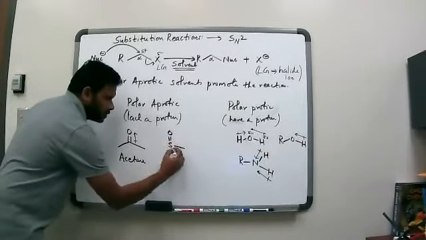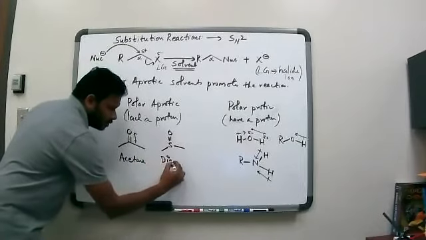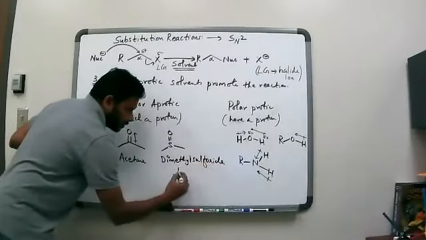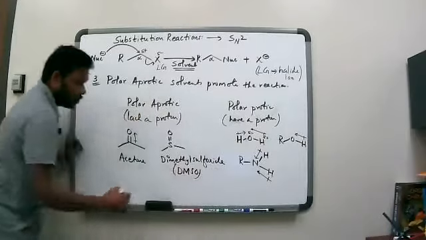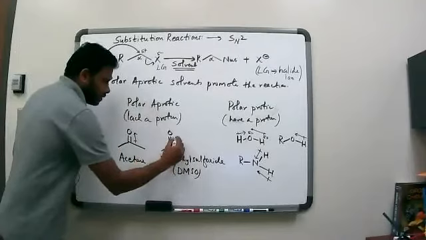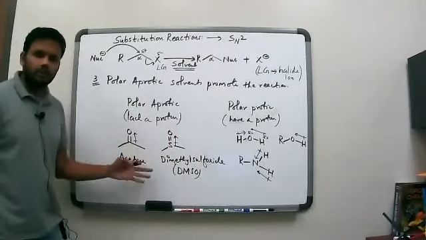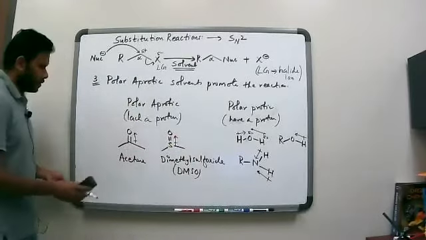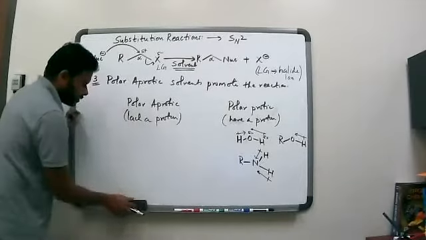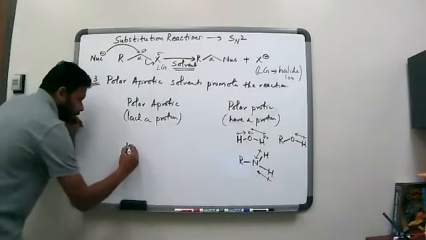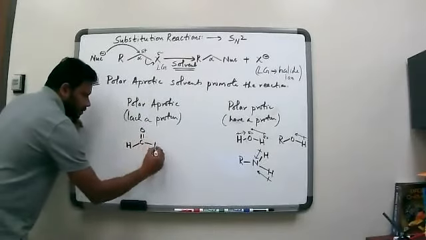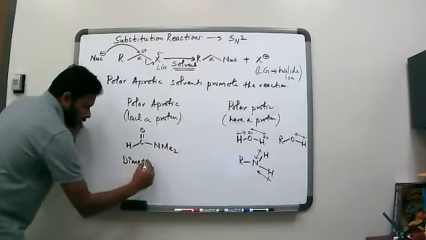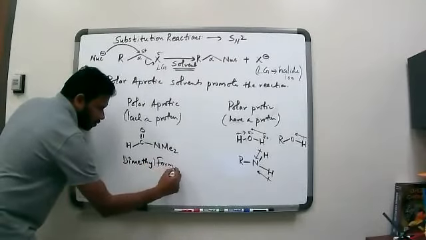Another solvent, this is similar to acetone. This is dimethyl sulfoxide, abbreviated as DMSO. Again, there is a dipole, so it's polar, but there are no protons, so it is aprotic. So it's a polar aprotic solvent. I just want to give you one more example of a solvent that you might commonly encounter. This is dimethylformamide.